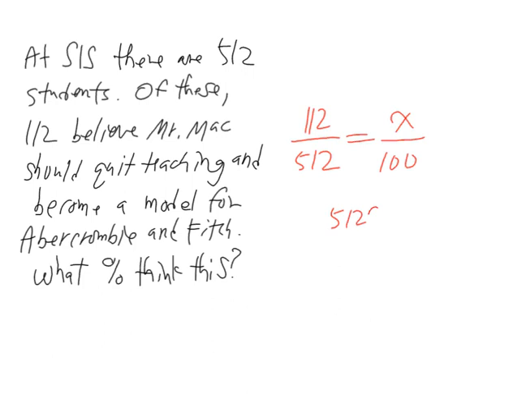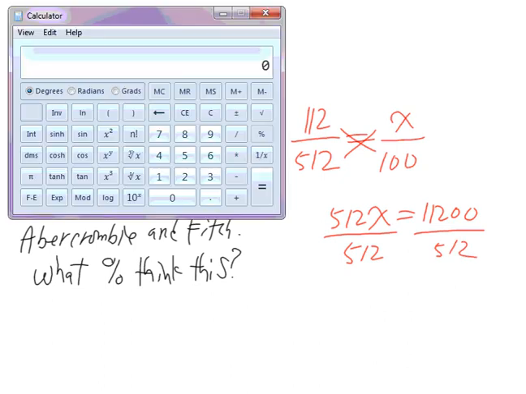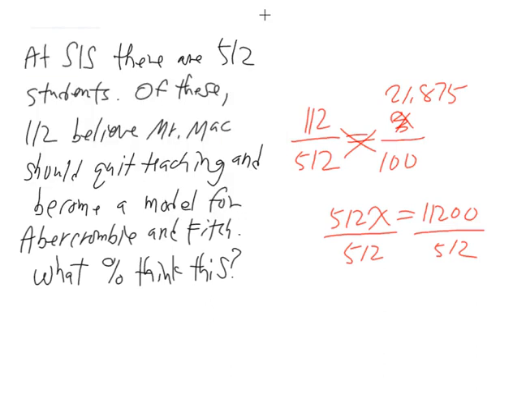The equation I can create from this is 512x is equal to whatever this multiplies. So it's 112 plus 2 zeros. That multiplies that way. Divide both sides by 512. Take my calculator. 11,200, I'm sorry, this one here, divided by 512 equals, x equals 21.875, which is approximately 22% of the school believes I should be an Abercrombie model. Seems a little low in my opinion, but who knows.